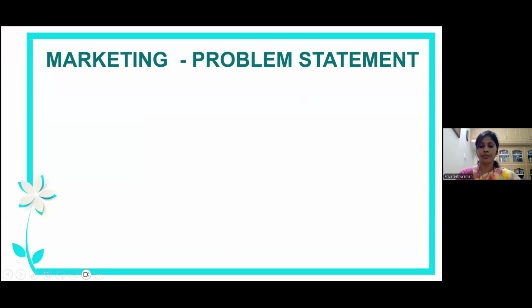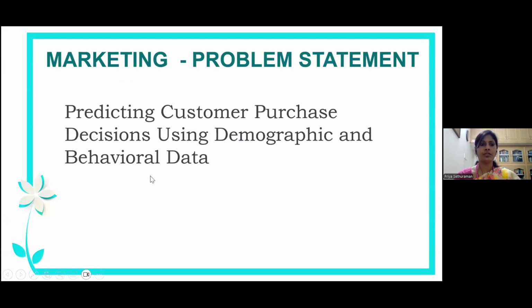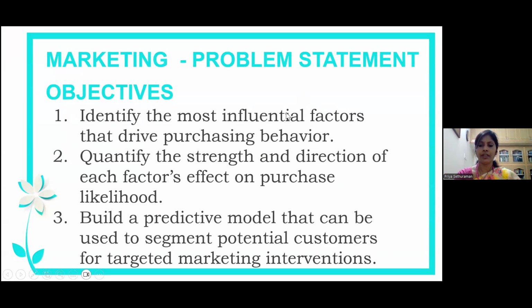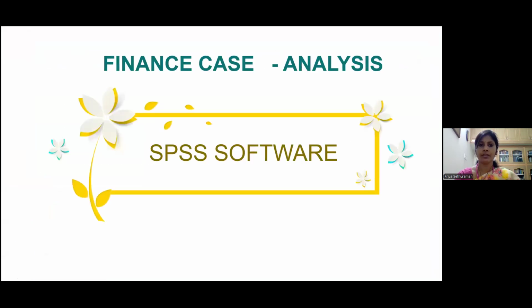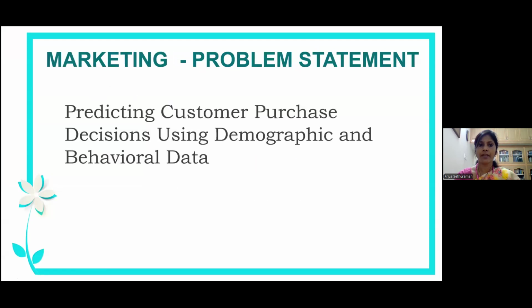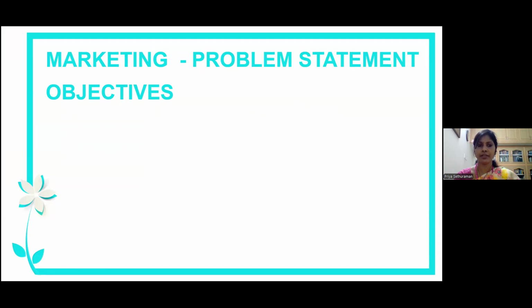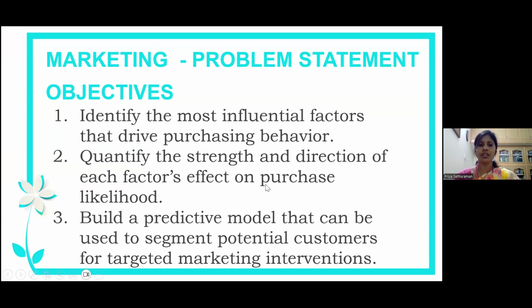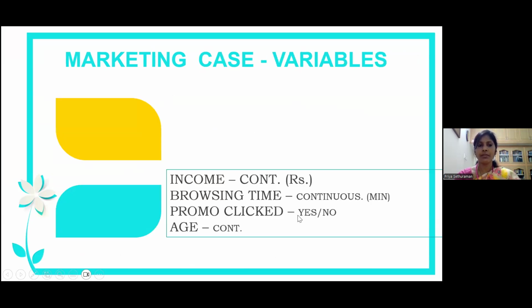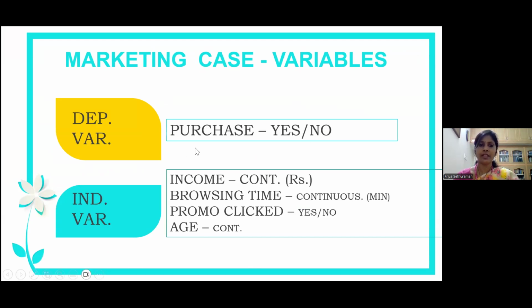Now with the marketing problem statement, we will try to analyze or predict the customer purchase decisions using the demographic variables and the behavioral data. The objective here is to identify the most influential factors that drive purchasing behavior, quantify the strength and direction of each factor, and build the predictive model. The dependent variable is the purchase variable, yes or no, an outcome variable which is binary in nature.